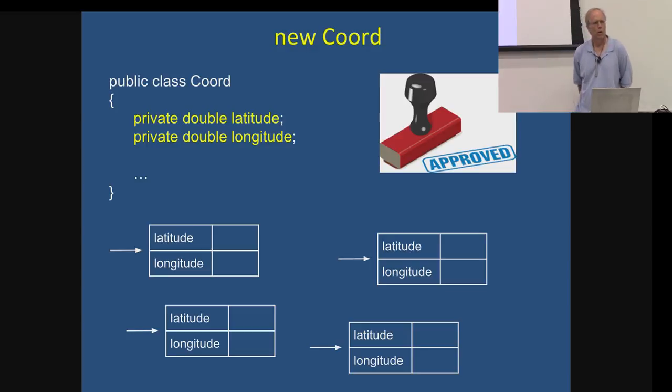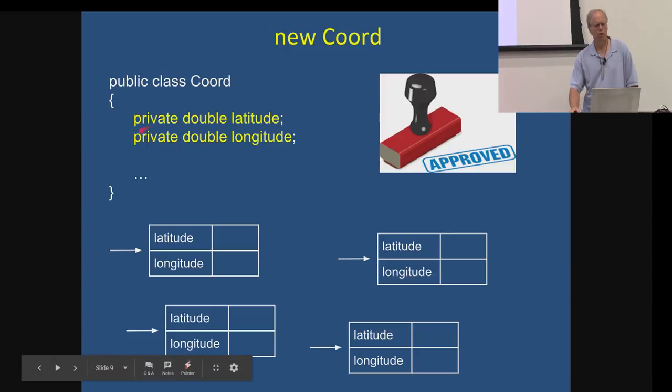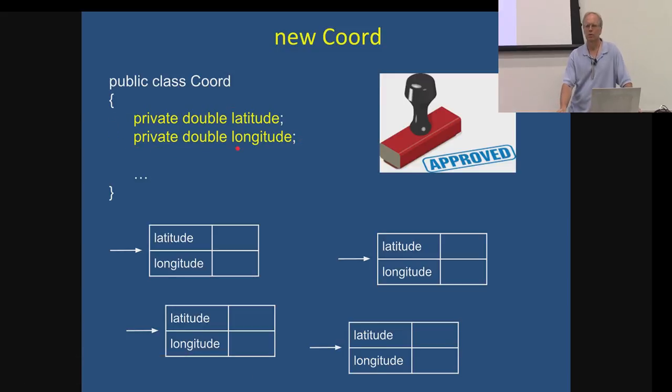Okay? So that means that when you look at these variables right here, you can't think about them in the same way you would if they were declared static. Let's think about that. If these were static variables, we would say, okay, there is 1 latitude variable associated with the class and 1 longitude variable associated with the class. But what does it mean when they're not static, when they're instance variables? What does the word instance suggest?